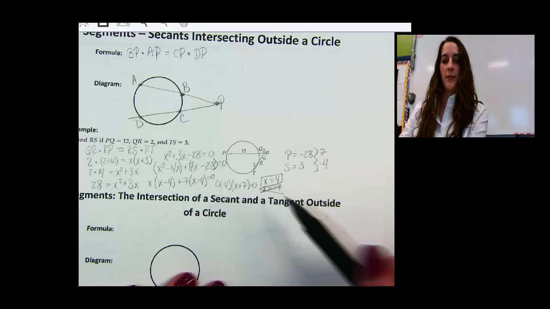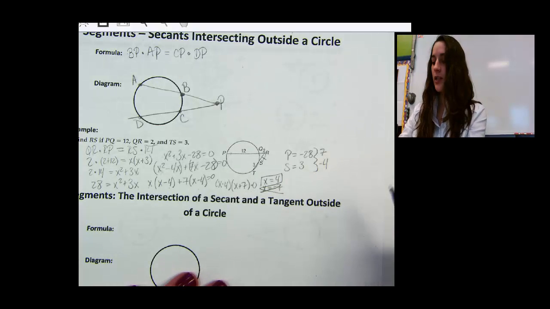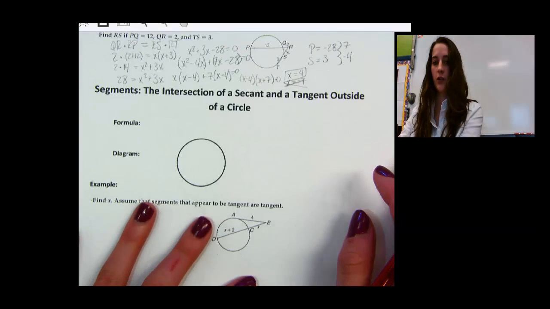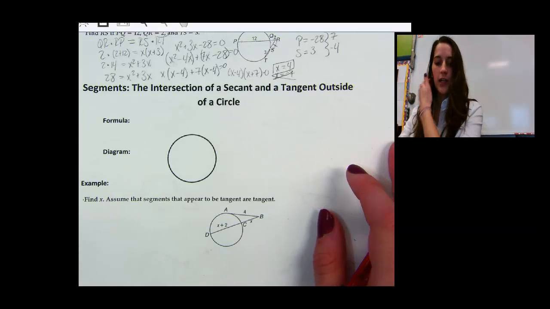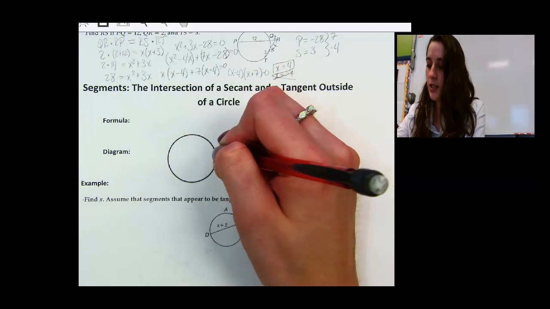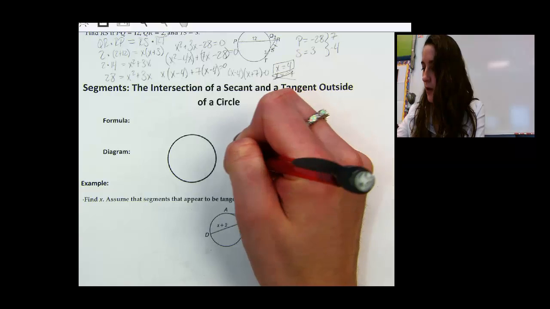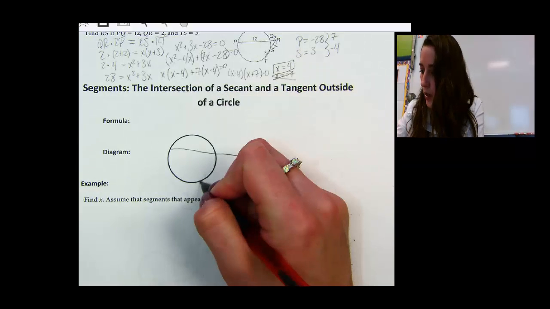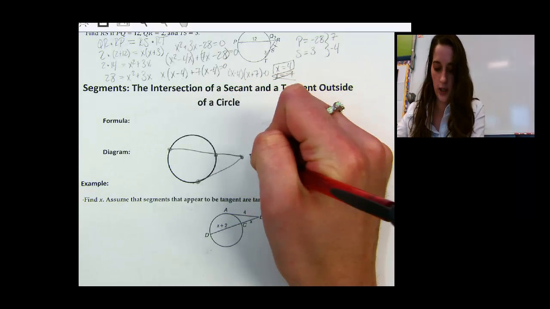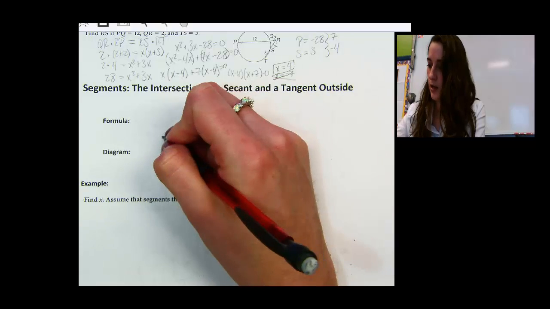So again, factoring comes into play here. So let's take a look at what happens if it's a secant and a tangent that intersect outside of a circle. It's going to be pretty much the same thing, but a little bit different, since we only have one other point instead of two where it intersects. So let's say it intersects at point P.